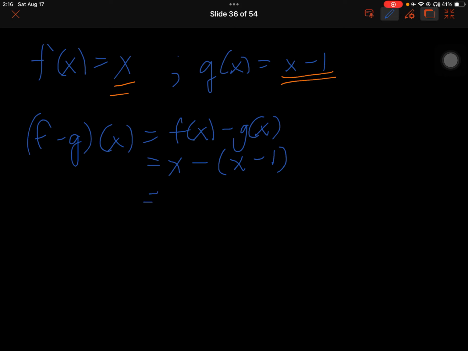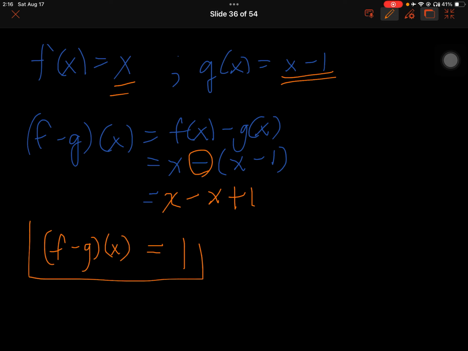This is equal to x, and then the signs inside the parentheses will be interchanged. So x will be negative x, and negative 1 will be positive 1. Why did it change? It's because of the negative sign here. So let's simplify x minus x plus 1. So this will be 1. So the answer for f minus g of x is 1. Understood? Okay.